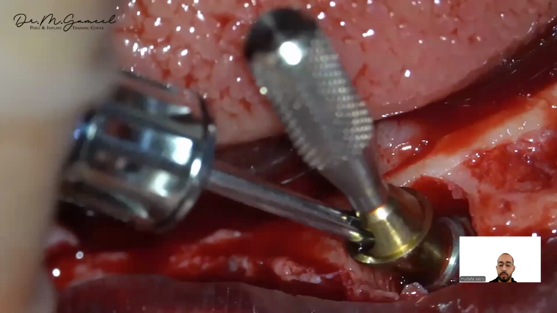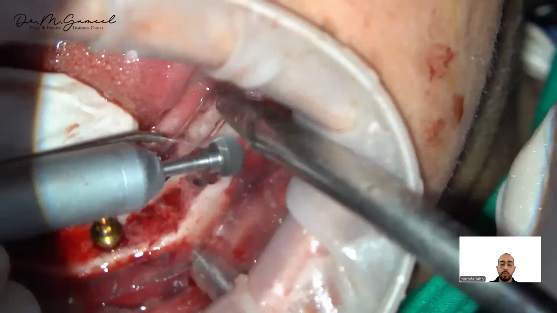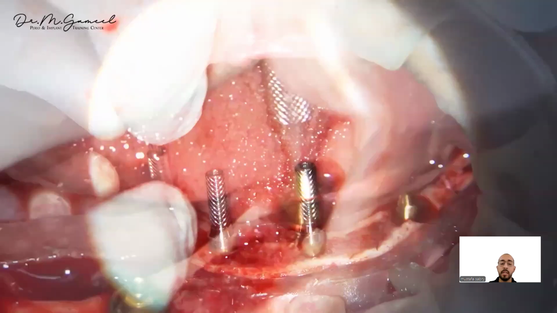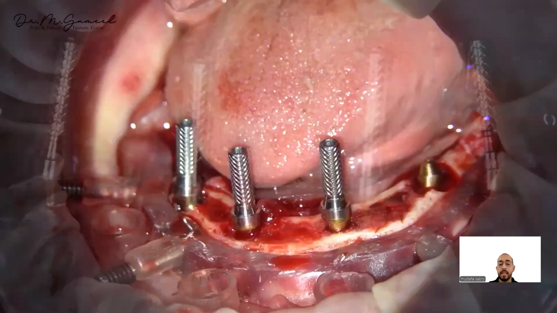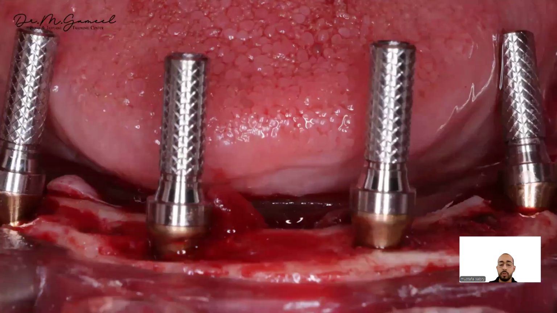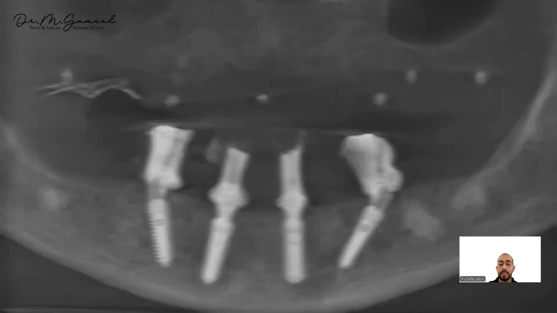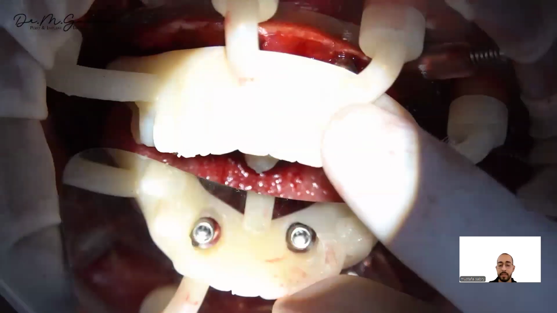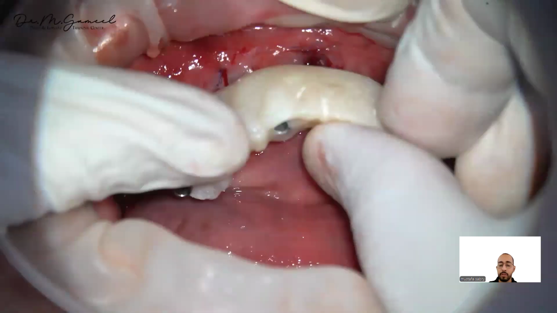Here's the adjustment of the multi-unit, as you can see. Here we need to do a little bit of bone reduction to allow for passive seating of the multi-unit. Our implants are very nicely parallel to each other, and we can do the pickup for our restoration. Here is the X-ray, and back clinically to check how it goes. Of course, securing it very passively with the base guide until my lab does some finishing and polishing.